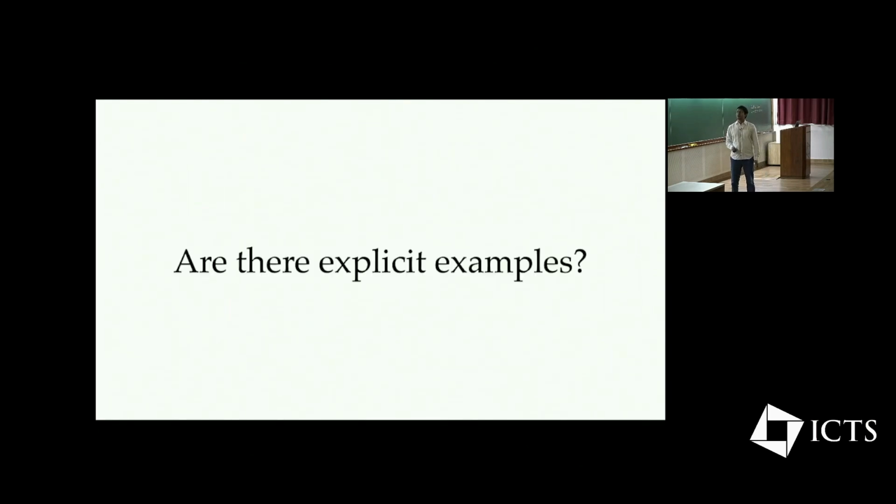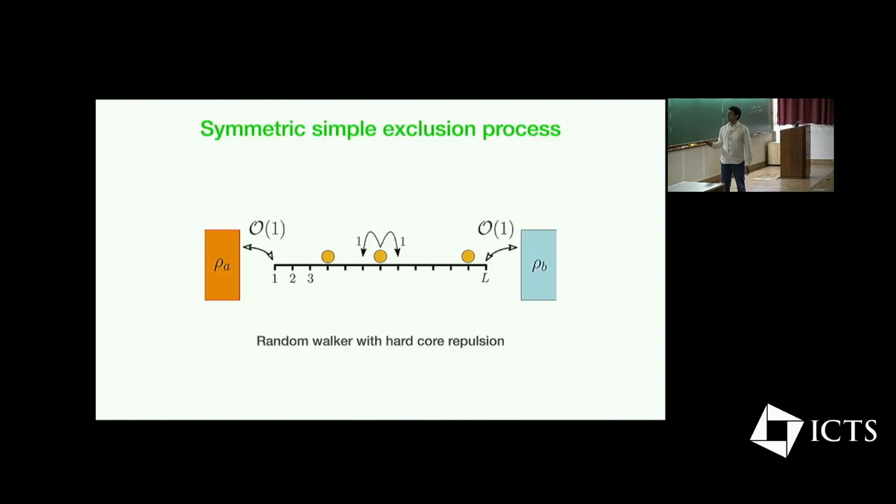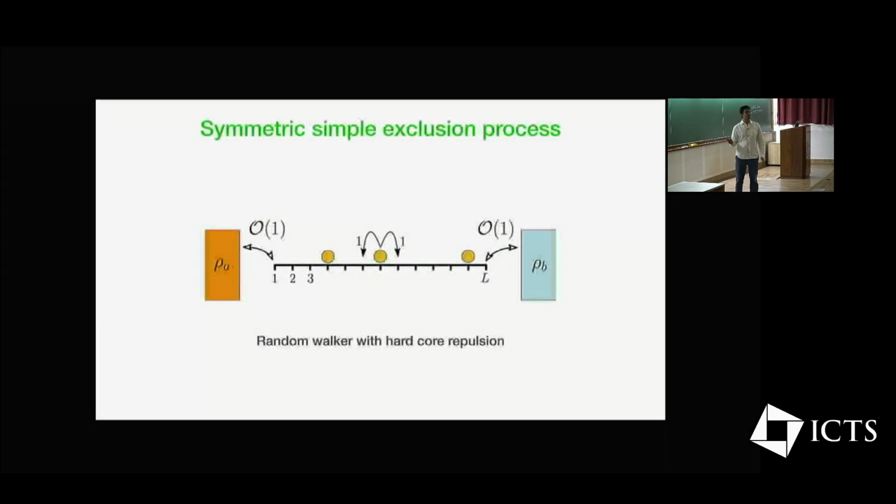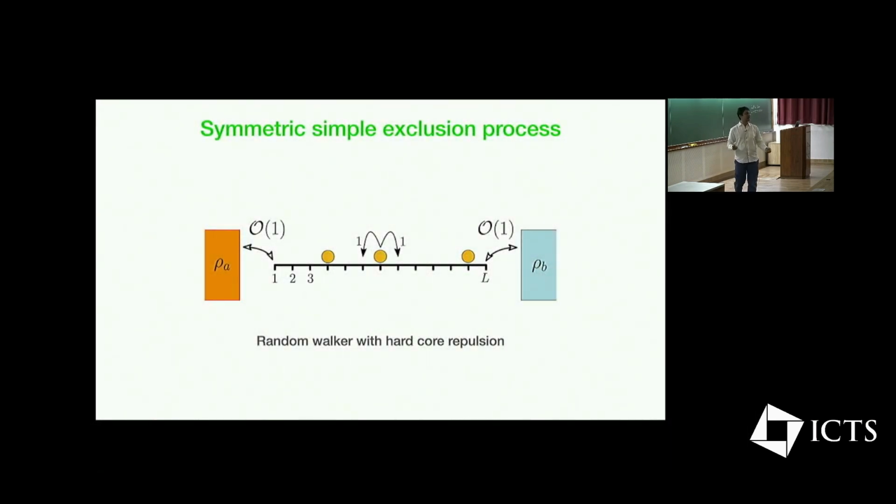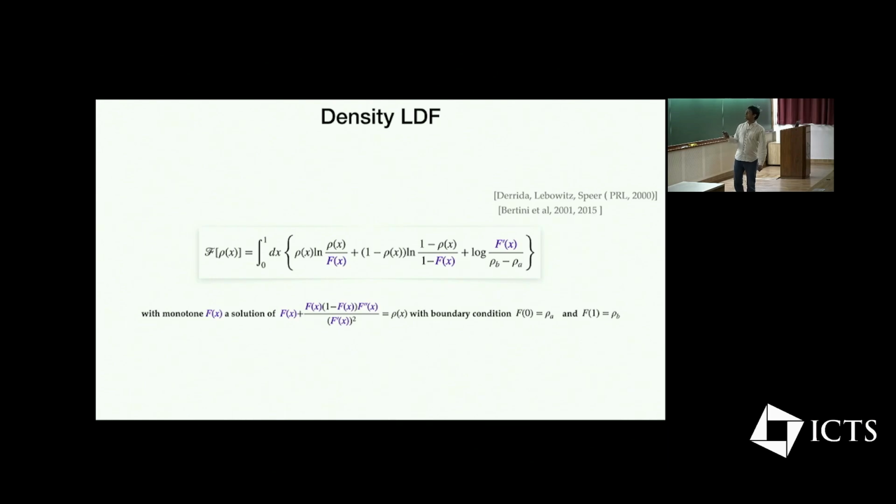Okay. Now, are there explicit examples? Of course, it's very well known. Most of you are familiar that there was this very seminal work on the model called the symmetric exclusion process, which is a bunch of continuous time random walkers with hardcore repulsion, connected with two reservoirs. And in 2000, these gentlemen, and also the group in Rome, Bertini, De Sole, Gabrielli, Jona-Lasinio, and Landim, independently arrived at that particular functional, and there is such an expression. It's not very important here what that expression is.